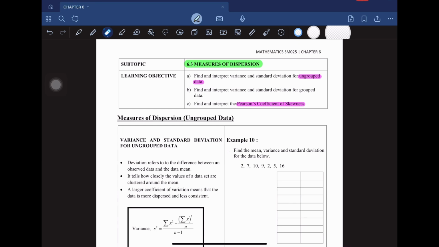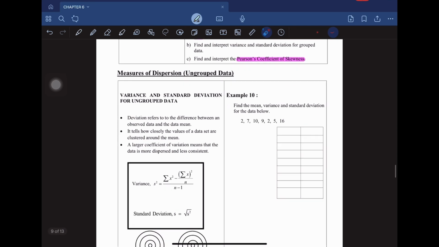Okay, so in this video we are still in ungrouped data. Kita masih lagi menganalisis ungrouped data. But now we are at 6.3 measures of dispersion, where we are going to find the variance and standard deviation. Also, we are going to find and interpret the Pearson's coefficient of skewness. So we are still in ungrouped data.